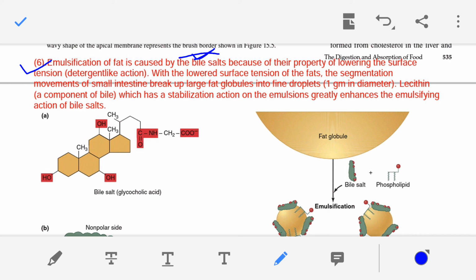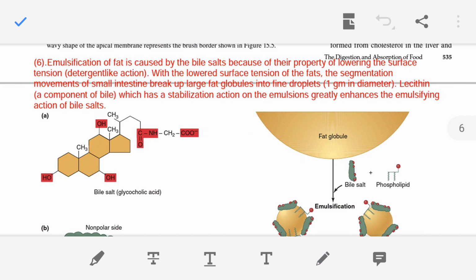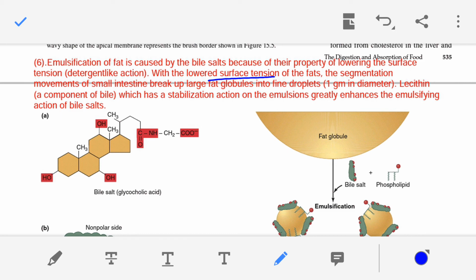Now, what are these bile salts doing? So here the bile salts are lowering the surface tension of the larger fat globule. And this action of the bile salt is a detergent like action. Now what is happening over here is that the surface tension of the fat globule has decreased, and at the same time in the small intestine the segmentation movement is also taking place.